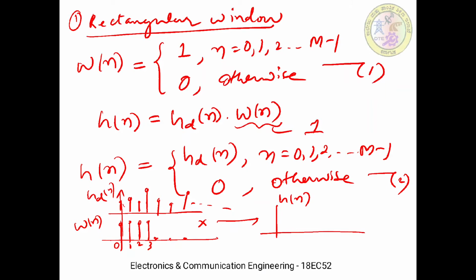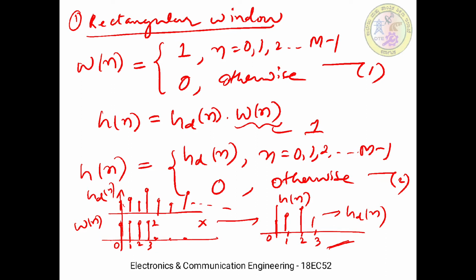So h of n will have a length of only 4 samples, 0, 1, 2, 3, and of course as w of n is 1 here, whatever hd of n is there, we are going to get the same sequence as h of n. So this is again hd of n, only thing is earlier hd of n was infinite in nature, so now it has become finite due to multiplication with the finite sequence w of n. Okay, so now that is written in the form of an equation, which is given by equation 2.